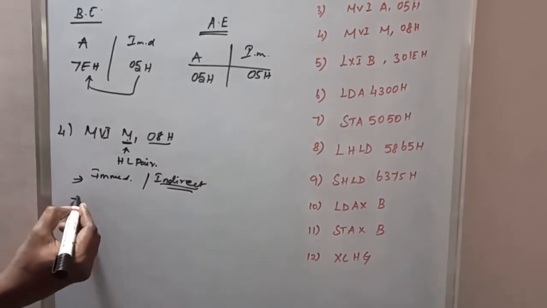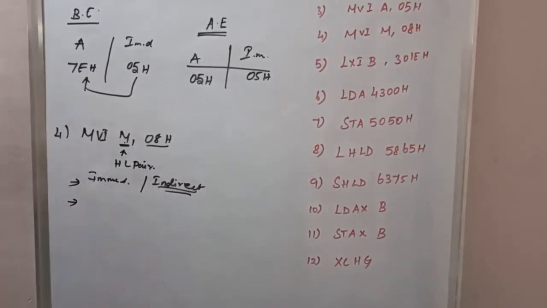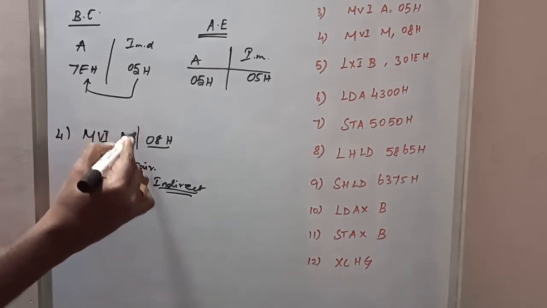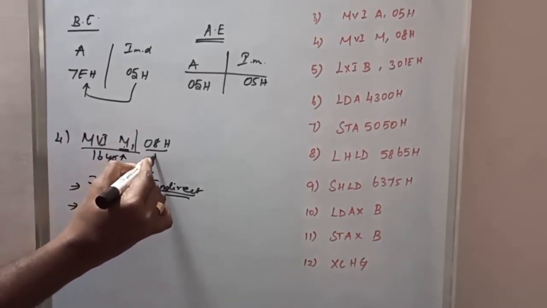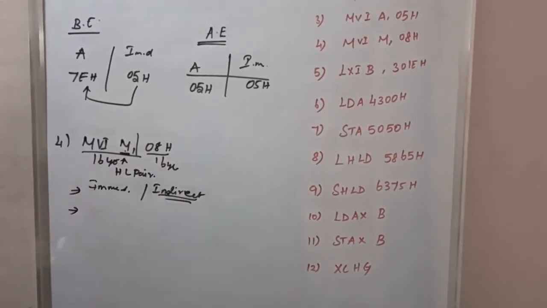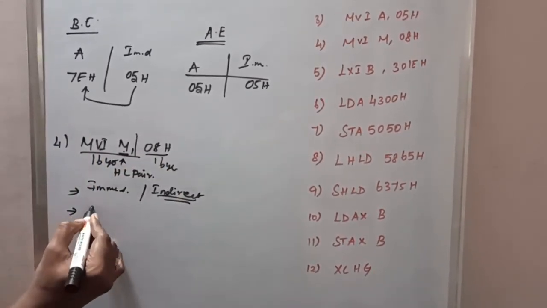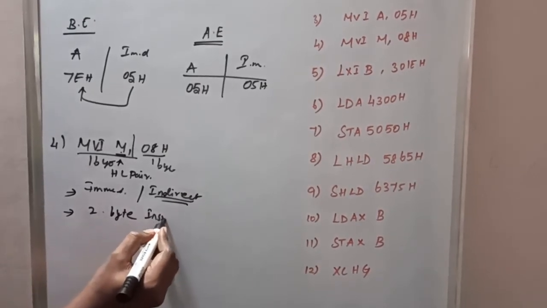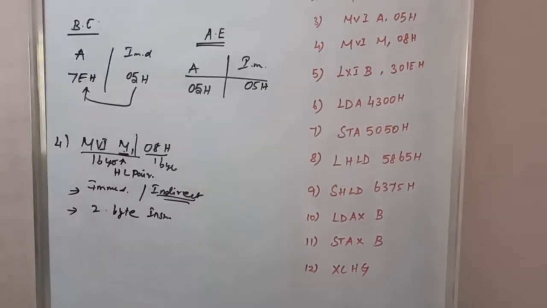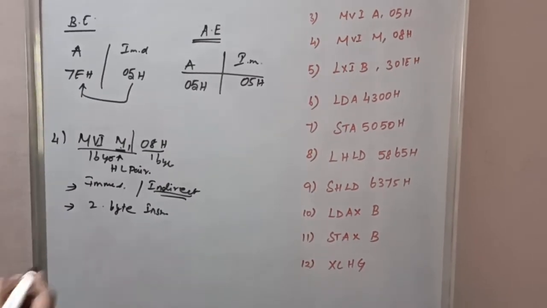Next, the byte of the instruction: here also it is a 2-byte instruction, because the opcode is 1 byte and the operand is also 1 byte. So it's a 2-byte instruction. Now we discuss the example of this instruction.